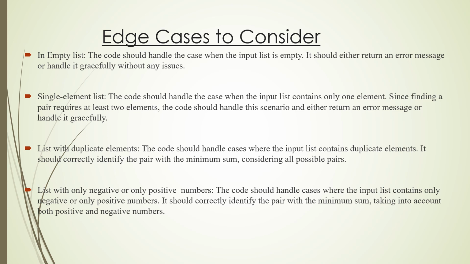List with duplicate elements. The code should handle cases where the input list contains duplicate elements. It should correctly identify the pair with minimum sum, considering all possible pairs. List with only negative or only positive numbers. The code should handle cases where the input list contains only negative or only positive numbers. It should correctly identify the pair with minimum sum, taking into account both positive and negative numbers.